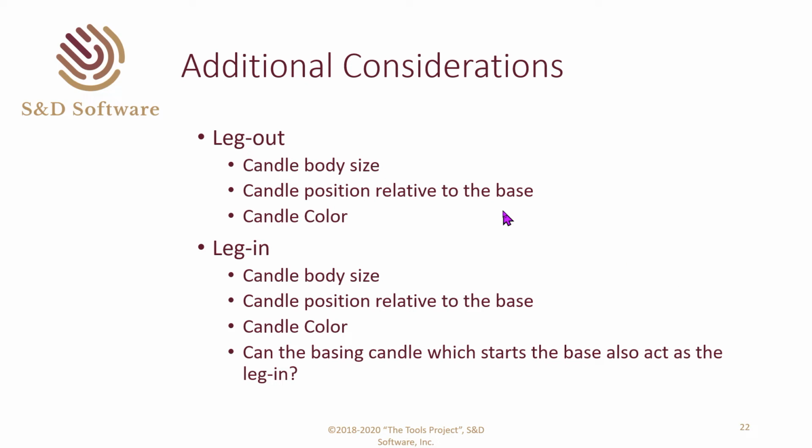Other things we can also consider when we look at the leg in and leg out is, what is the candle body size? What is the position relative to the base? The candle color, those are the ones that we look at for leg out. We look at the same ones for leg in, in addition to that is, can the basing candle, which starts the base, also act as the leg in?